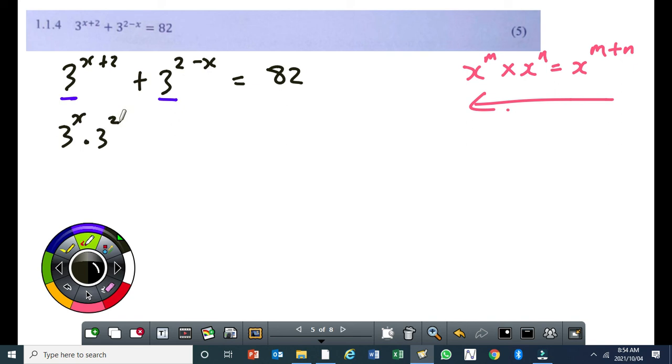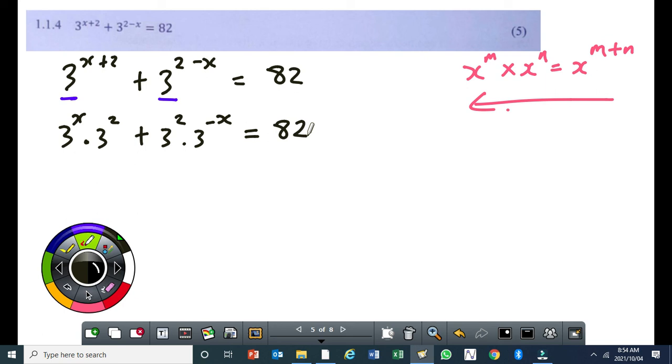Are you following what I'm doing? Because it's not as difficult as you think it is. Then this becomes 3 to the power of 2 times 3 to the power of minus x. This is equal to 82. In my opinion, this is the best way of doing the question, and it won't give you unnecessary challenges. You are just using the first law, moving from the right hand side of the first law towards the left hand side. So it's not that difficult.